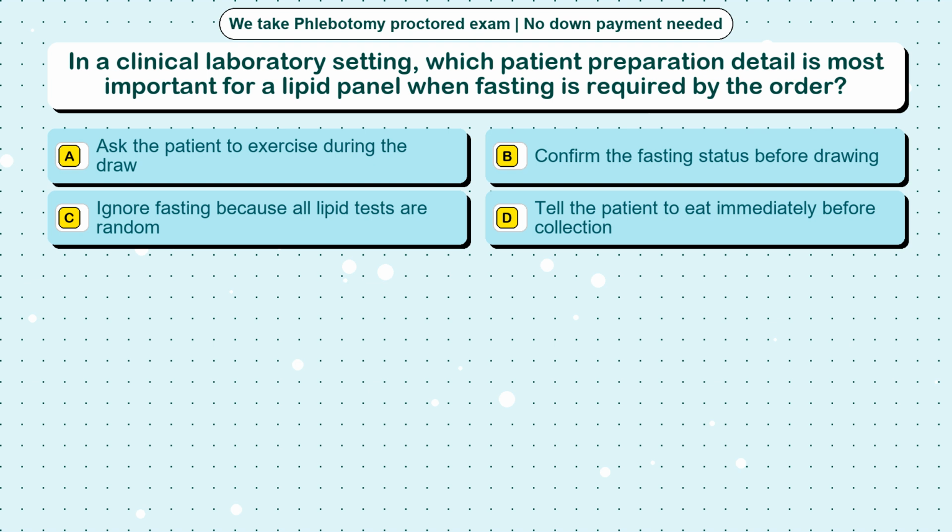Option A. Ask the patient to exercise during the draw. Option B. Confirm the fasting status before drawing. Option C. Ignore fasting because all lipid tests are random. Option D. Tell the patient to eat immediately before collection.